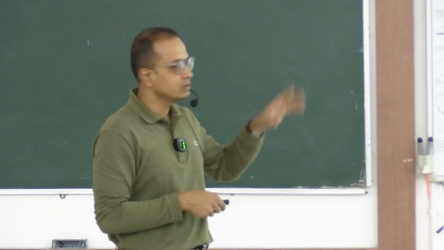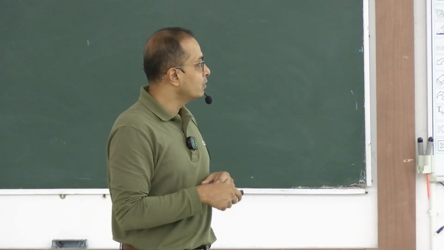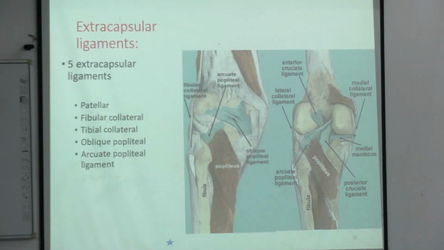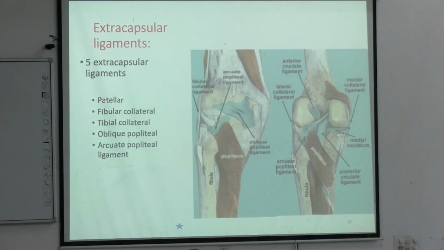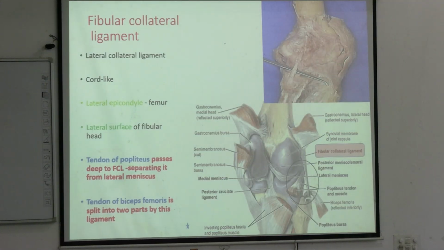To reinforce that region we have a number of patchwork ligaments, which we call the oblique popliteal ligament and the arcuate popliteal ligament. They are covering this, and in the front we have a strong ligament, the patellar ligament, which is an extension of the quadriceps tendon. So far we have covered the extracapsular ligaments of the knee joint. Now we are going to talk about the interesting part: the intracapsular or extrasynovial ligaments.